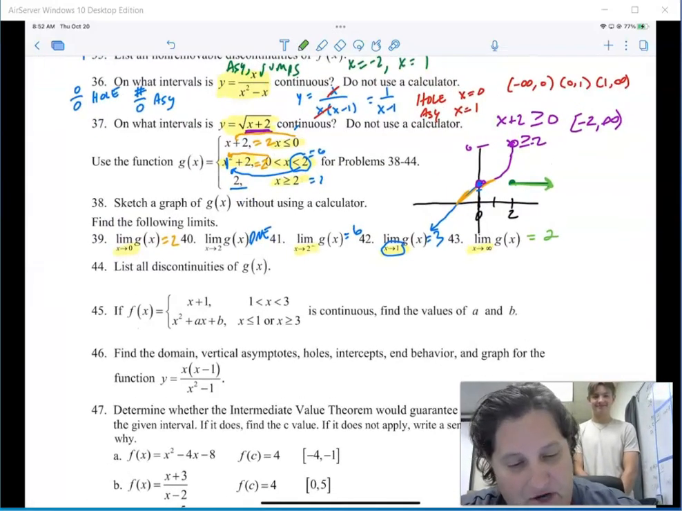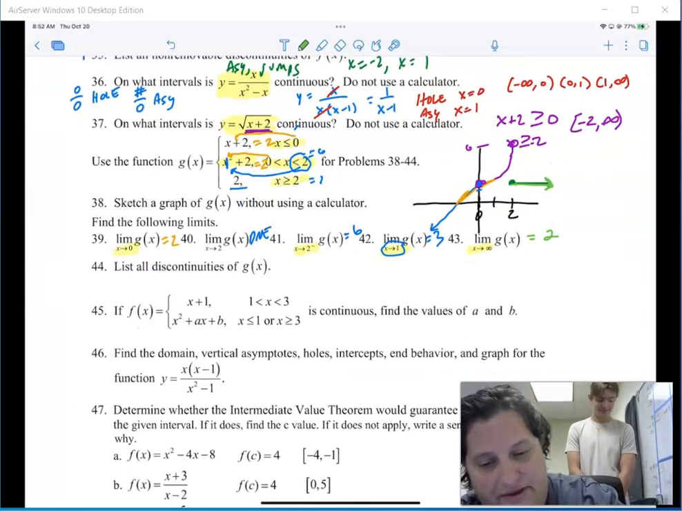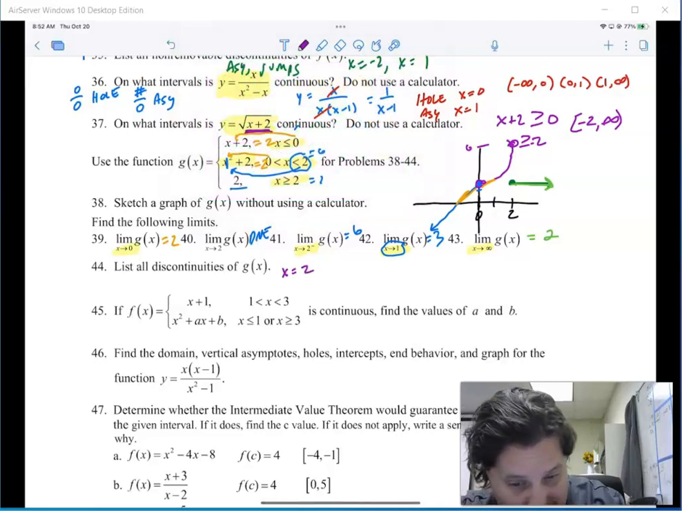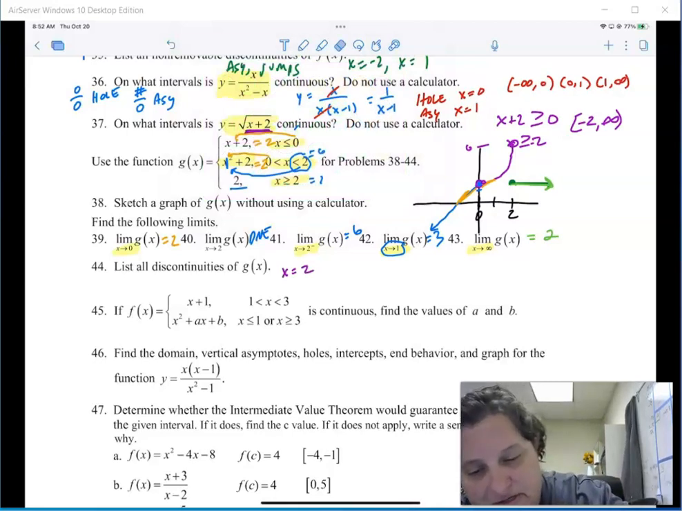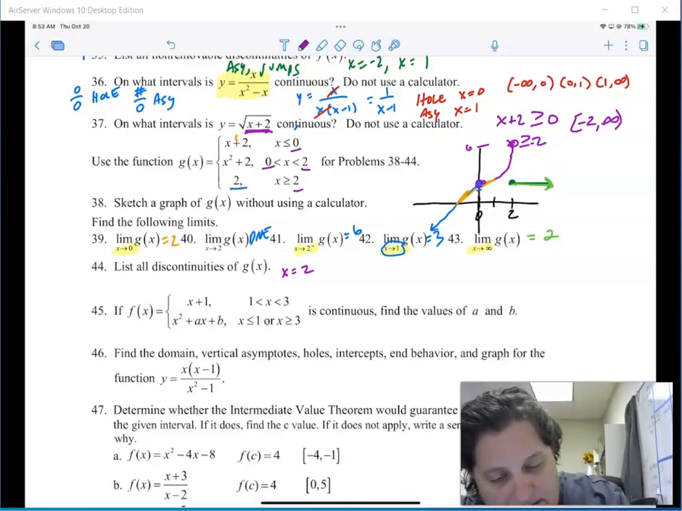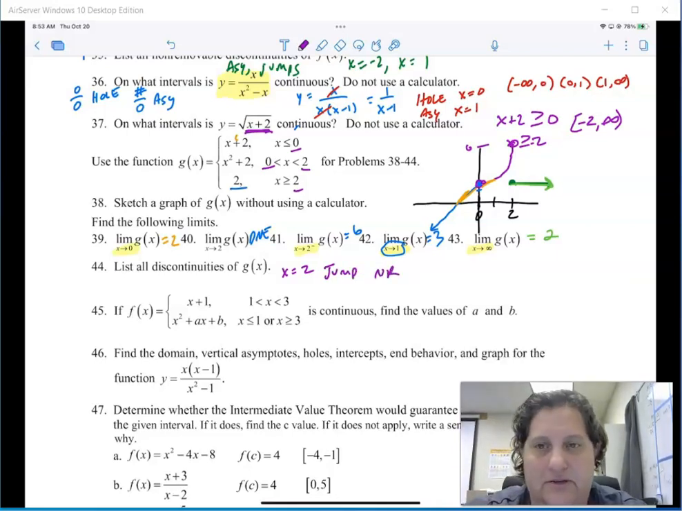All right. List all the discontinuities. Guess what? There's only one. There's just a discontinuity at 2. And with piecewise functions, you guys, you really only have to check for discontinuities where it breaks. So like check at 0, check at 2. Okay, but at 0 it met up, so it was only at 2. And it was a jump discontinuity, which is non-removable. It didn't necessarily ask you all that.